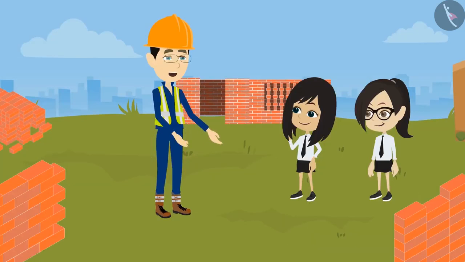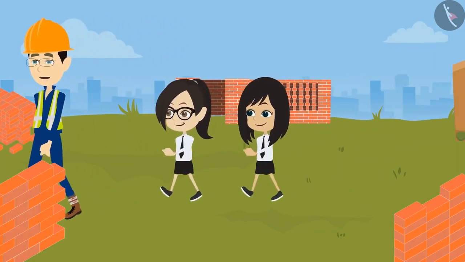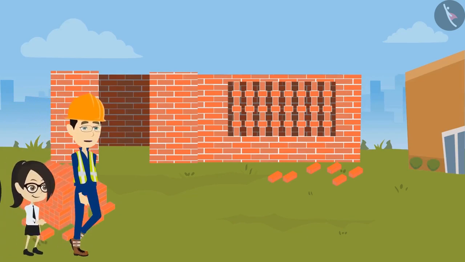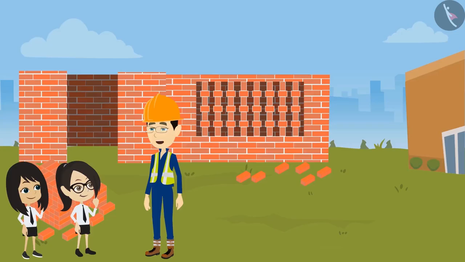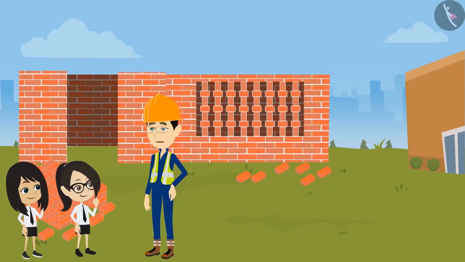We can also make vents using bricks. What is a vent? The gaps that are left in the wall for air circulation are called vents. See, like we have also made some vents in your canteen wall. You can see many similar vents in the buildings. See, I have made a pattern in this vent. Similarly, you can see very beautiful patterns in the vents of the buildings.